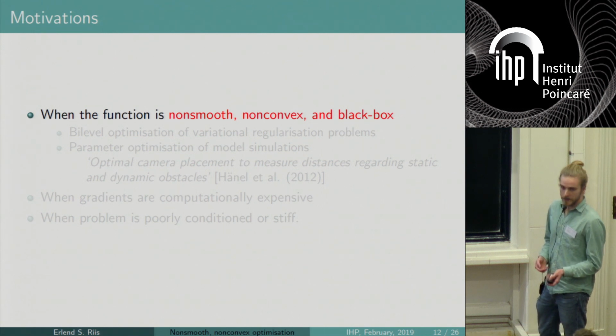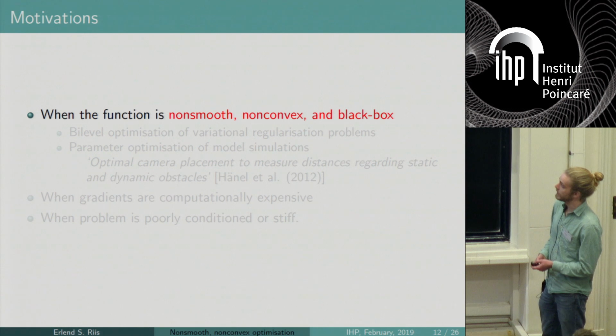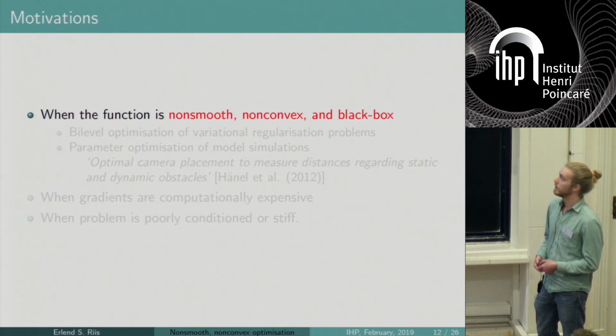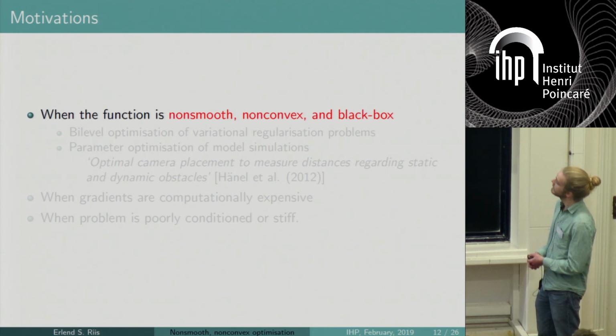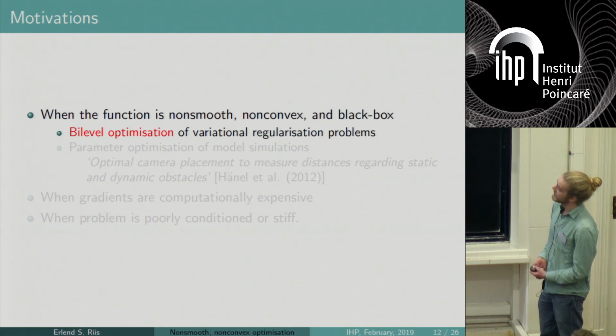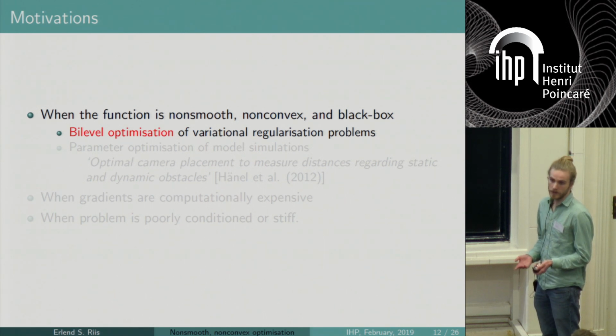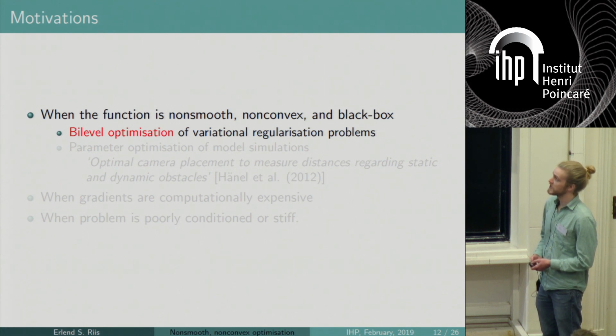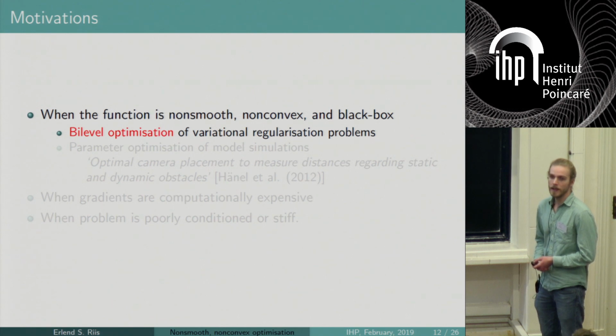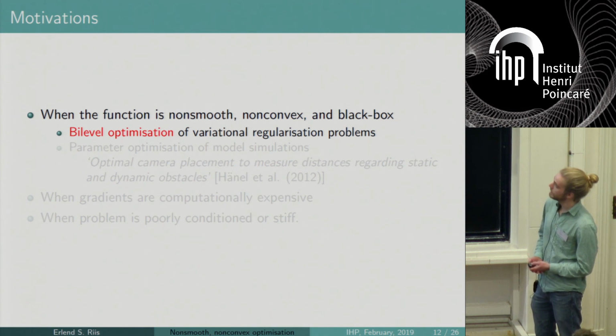Some practical motivations for studying the Itoh Abe method in this context is to solve optimization problems where your objective function will be non-smooth, non-convex, and black box, meaning that you can only compute function evaluations, not gradients. One example is the bilevel optimization of variational regularization problems, where you're optimizing the parameters that go into a variational imaging problem, for example, often with non-smooth lower level terms. This is generally known to be a non-smooth non-convex function. And in general, it can be quite hard, or at least computationally expensive and impractical, to compute gradients.